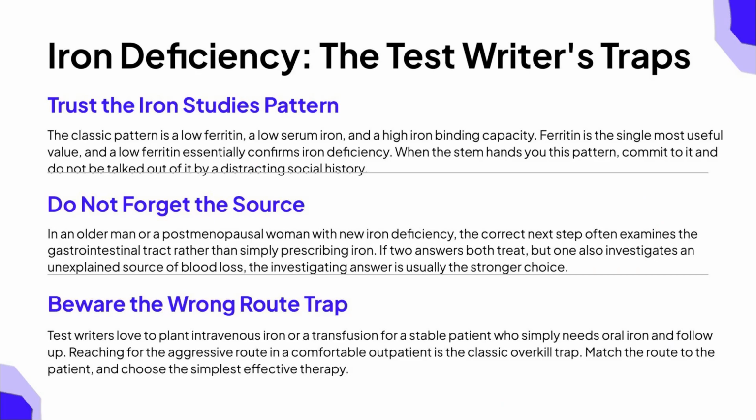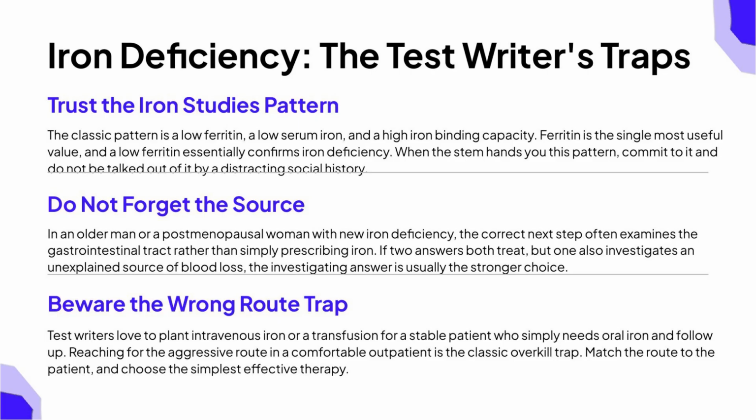Let us name the traps that iron deficiency questions rely on. First, trust the iron studies pattern. The classic picture is a low ferritin, a low serum iron, and a high iron binding capacity, and ferritin is the single most useful value. A low ferritin essentially confirms iron deficiency, so commit to it and do not let a colorful social history talk you out of it. Second, do not forget the source.